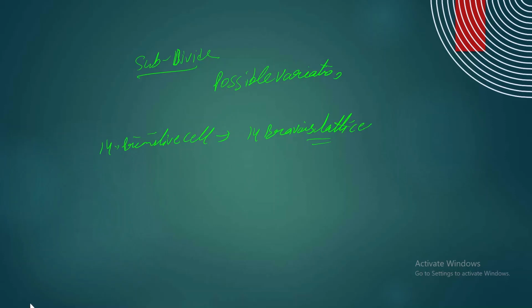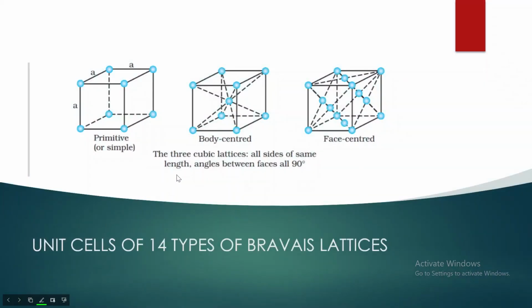So let's start. Now here the first is the cubic lattice. How many types of possible variations are shown by the cubic lattice? There are 3: first is primitive, second body centered, and third face centered. Now what about the sides of the cubic? All the sides, side A, side B, and side C, are equal to each other. And what about the angles? Alpha equals beta equals gamma equals 90. This means all the sides are equal to each other and all the angles are equal to 90 degrees.